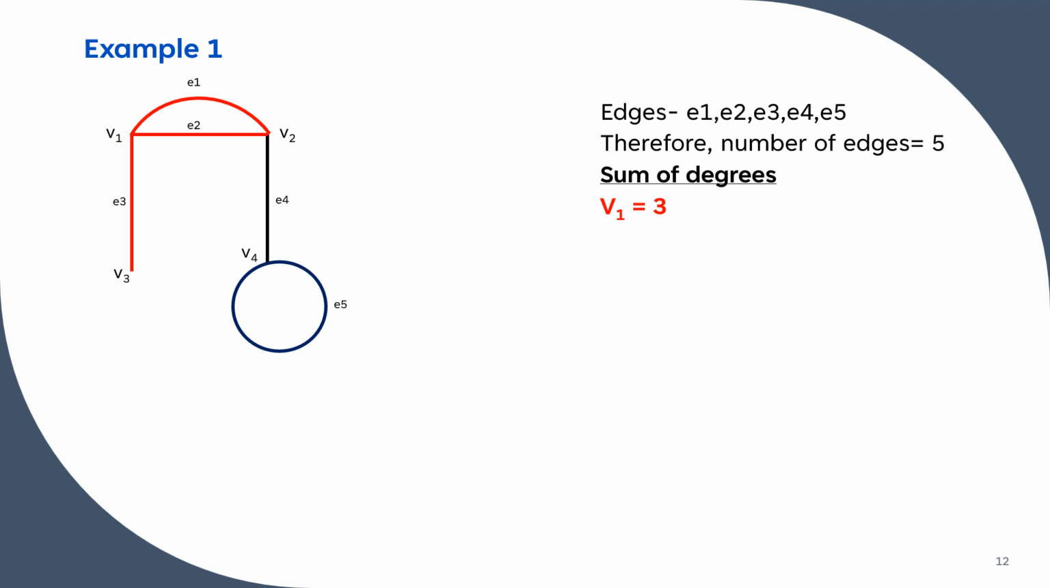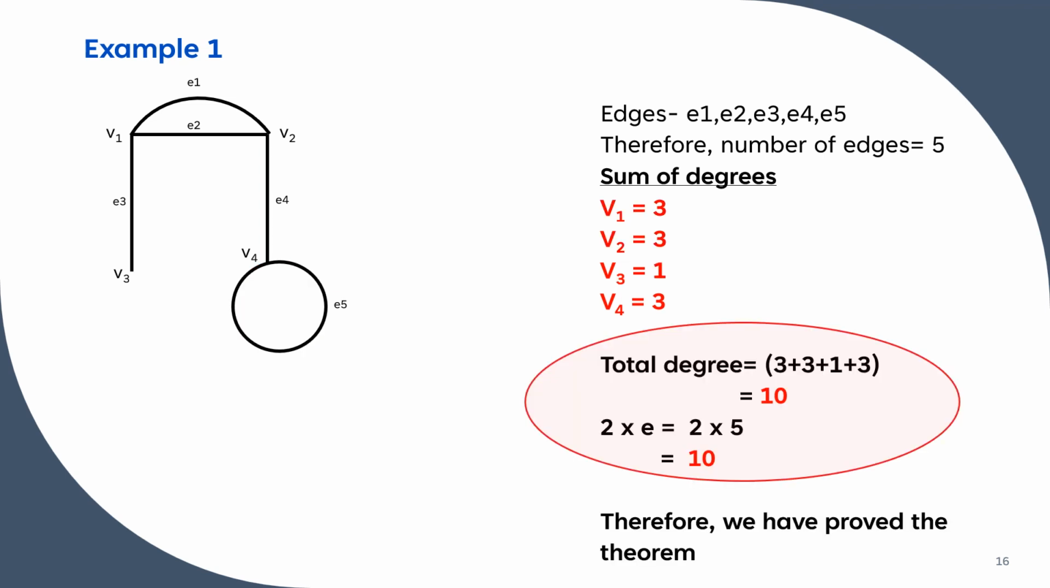Degree of V1 is equal to 3, V2 is equal to 3, V3 is equal to 1, V4 is equal to 3, and the total degree is equal to 3 plus 3 plus 1 plus 3, which is equal to 10. Then 2 into edges, that is 2 into 5, is equal to 10. So the LHS is equal to the RHS. Therefore, we have proved this theorem.